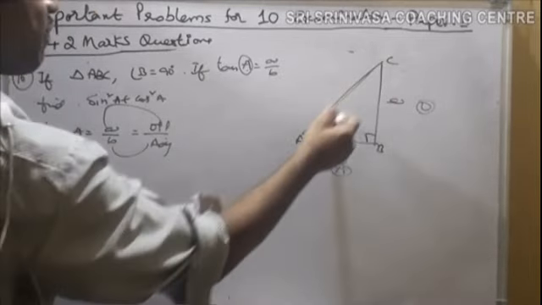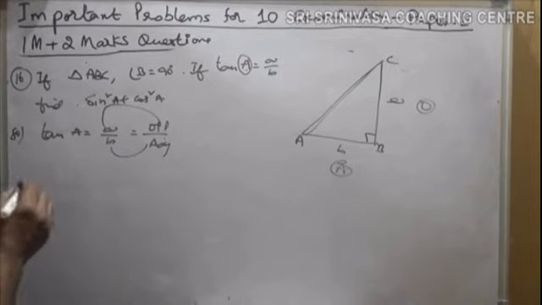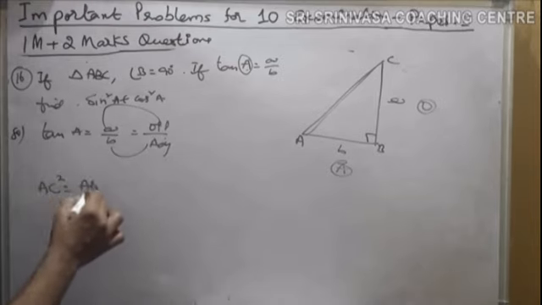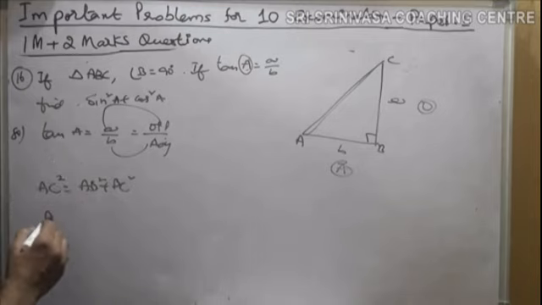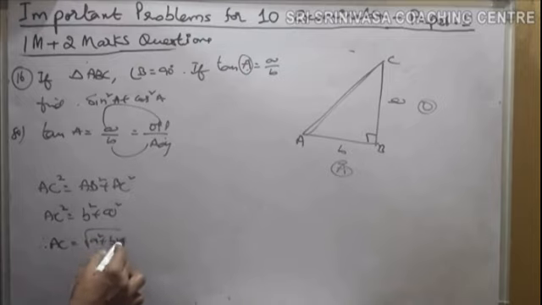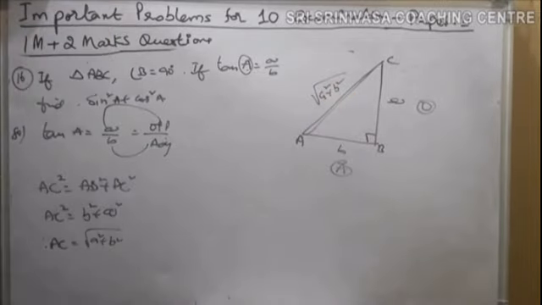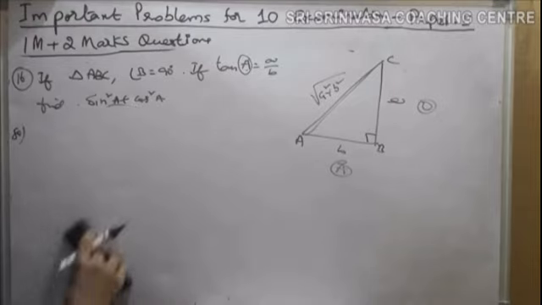So let me find the third side. In order to find the third side, let us use Pythagoras theorem. My Pythagoras theorem says AC square equal to AB square plus BC square. So what is AC square? AC square as it is AB nothing but here B square plus A square. So therefore AC equal to root of A square plus B square. The side AC is root of A square plus B square. Now, once you got the third side, let us go for the question.